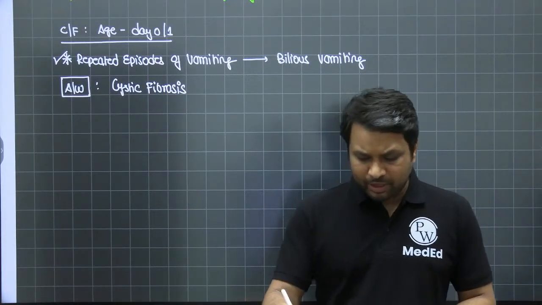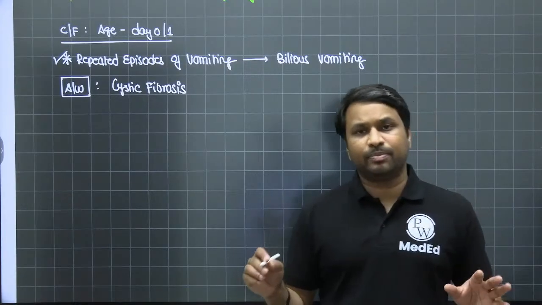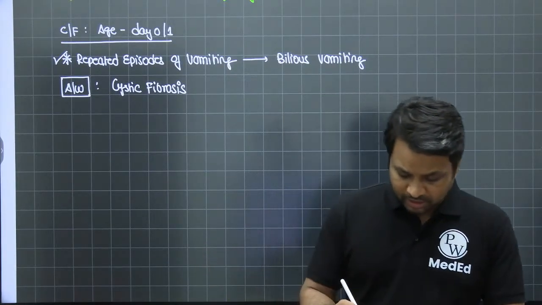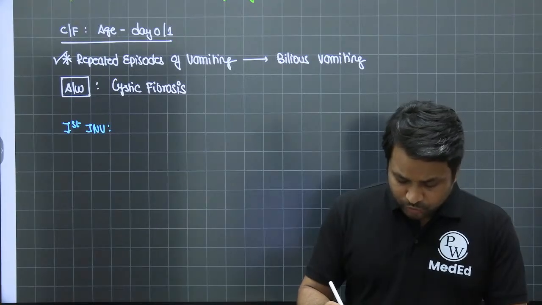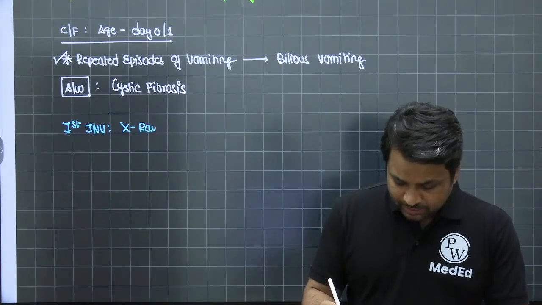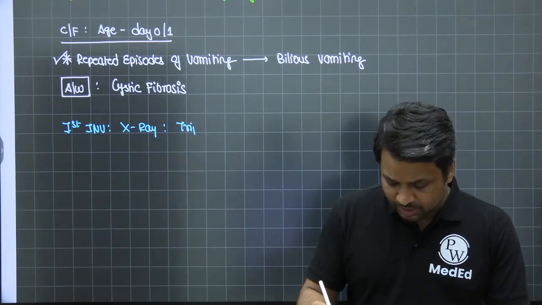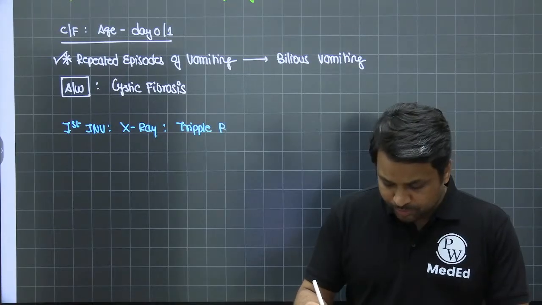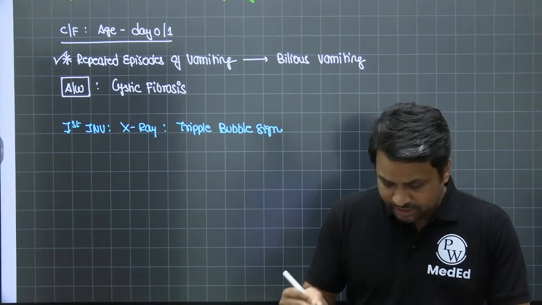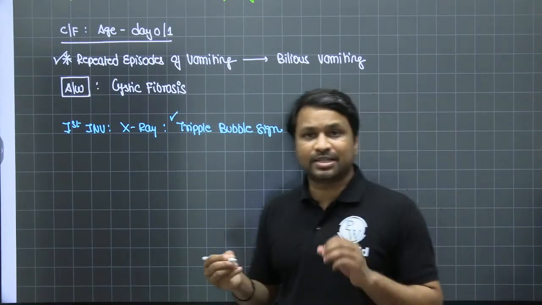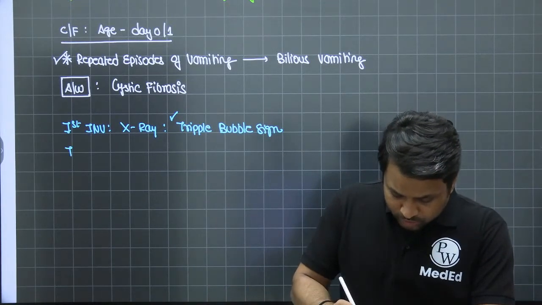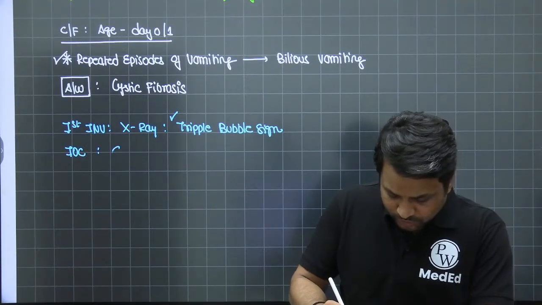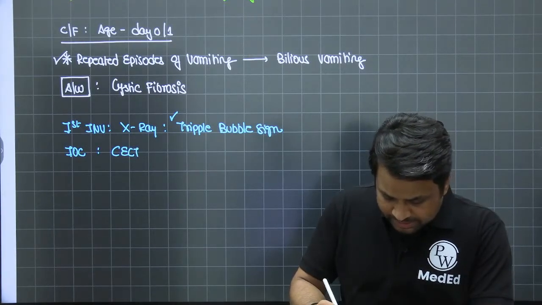Anyhow, I have a baby who has presented with multiple episodes of bilious vomiting. The first investigation that I would like to do here would be a plain X-ray. In a plain X-ray, I will find something called a characteristic triple bubble sign. I've already described it in the previous lecture also. The minute I see this, to conclude the diagnosis, the investigation of choice is going to be the CT abdomen.